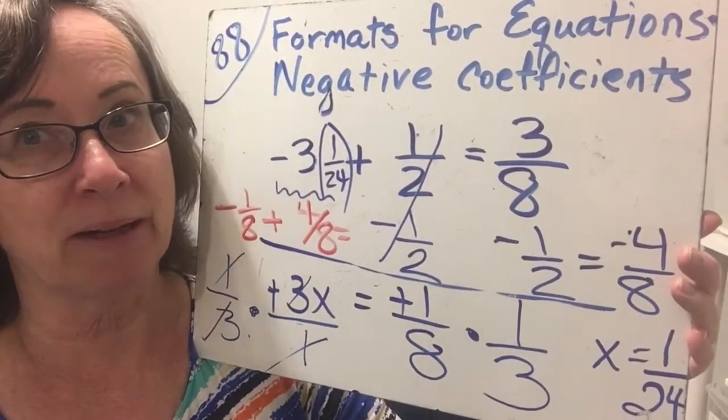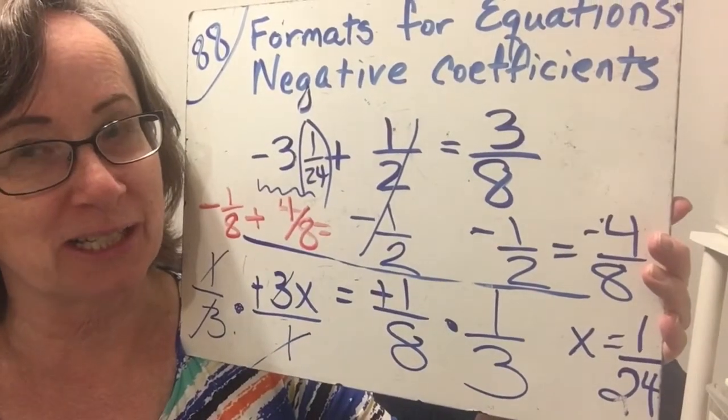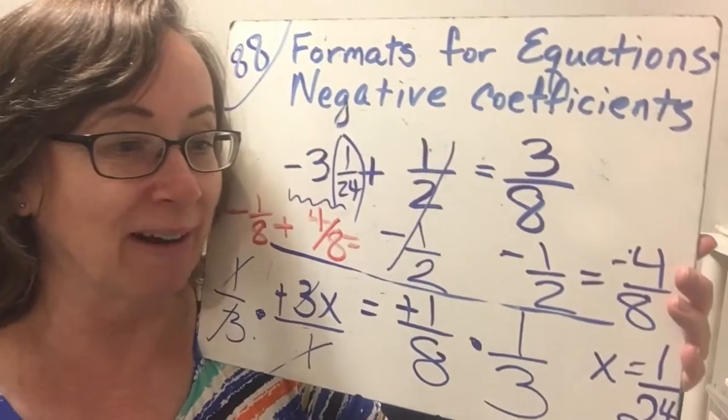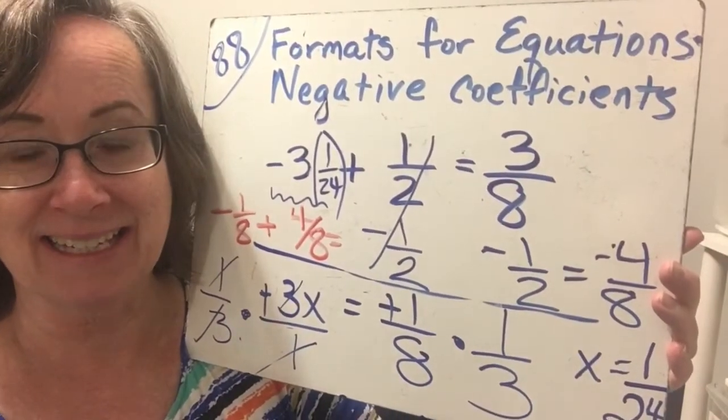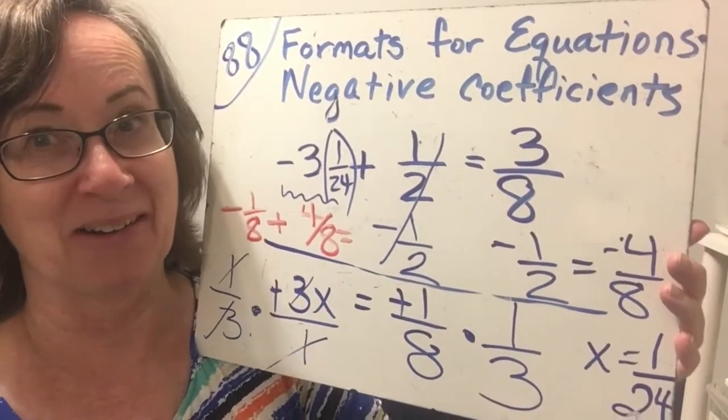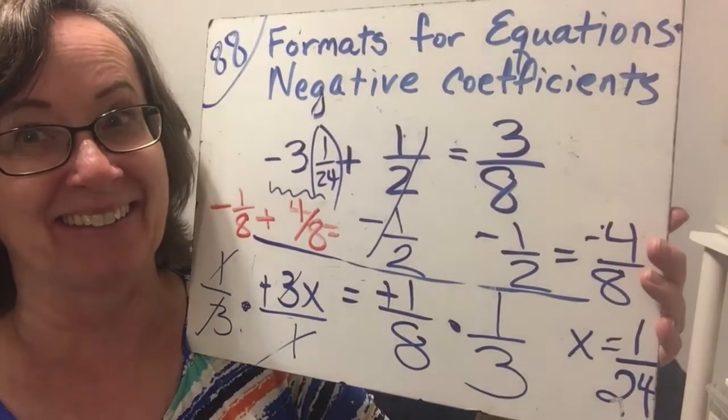Now we're going to be doing a lot more with equations, so you need to practice, practice, practice. We are done with lesson 88. So now we only have 49 more lessons in our book. We're getting down there, aren't we?